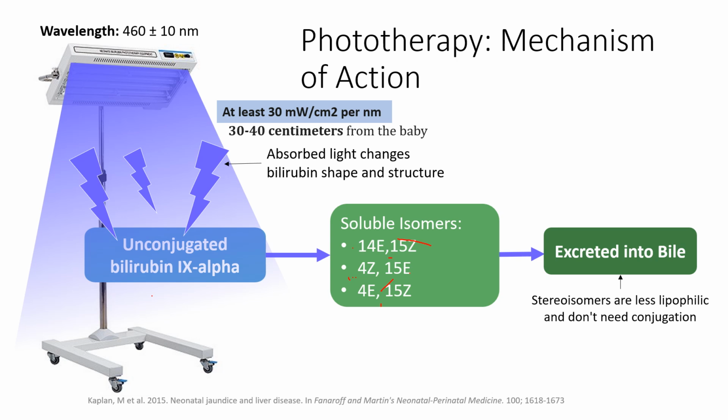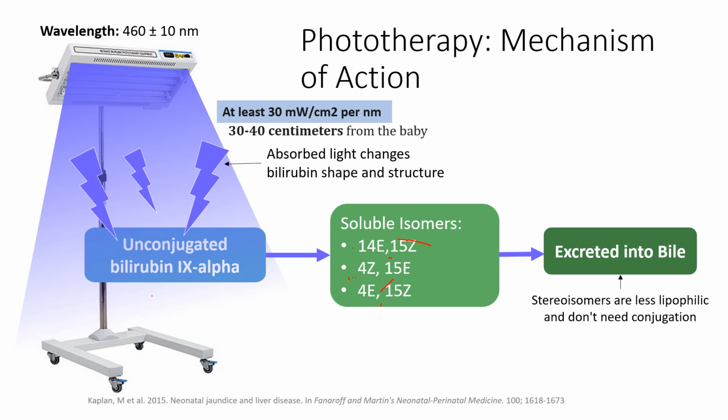So the mechanism of action: the bilirubin absorbs the light and is converted to soluble isomers of different types, which are less lipophilic and do not need conjugation, and then are excreted easily in the bile system.